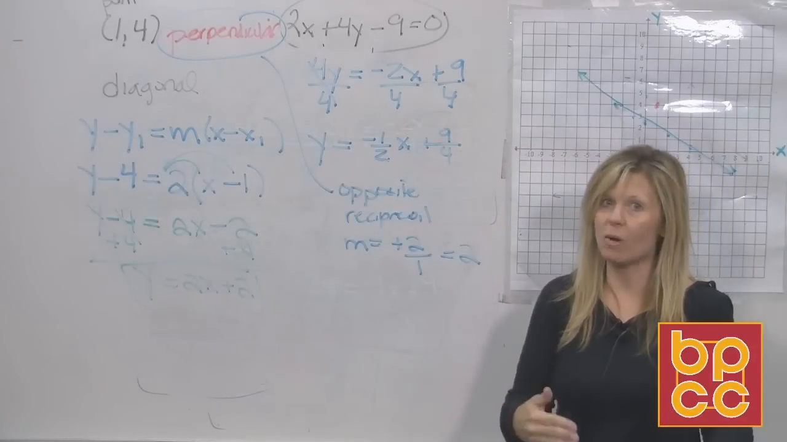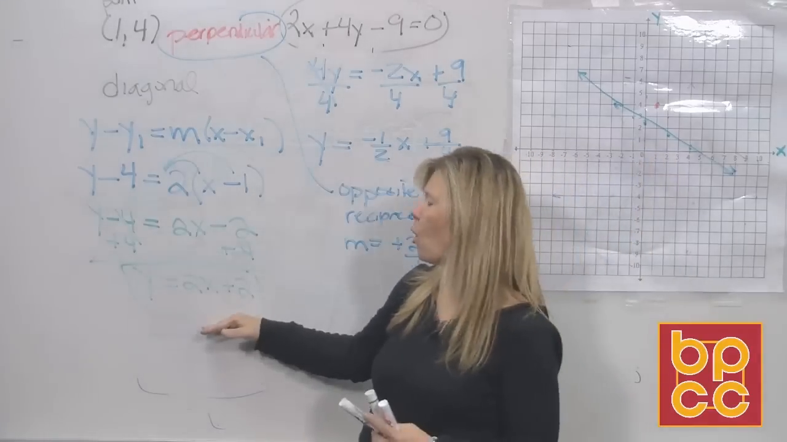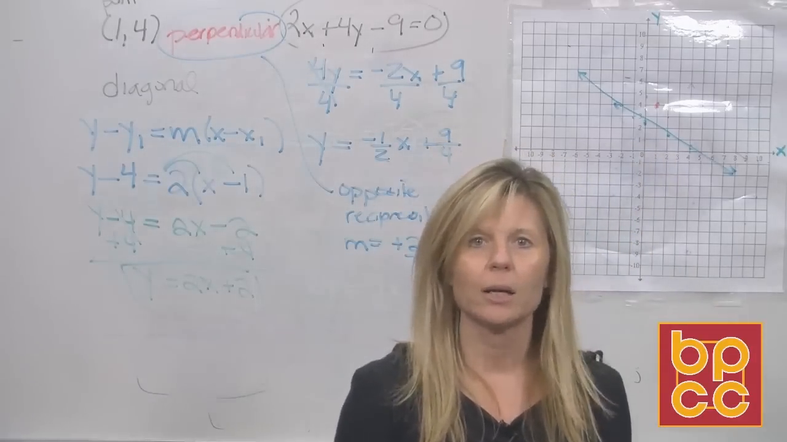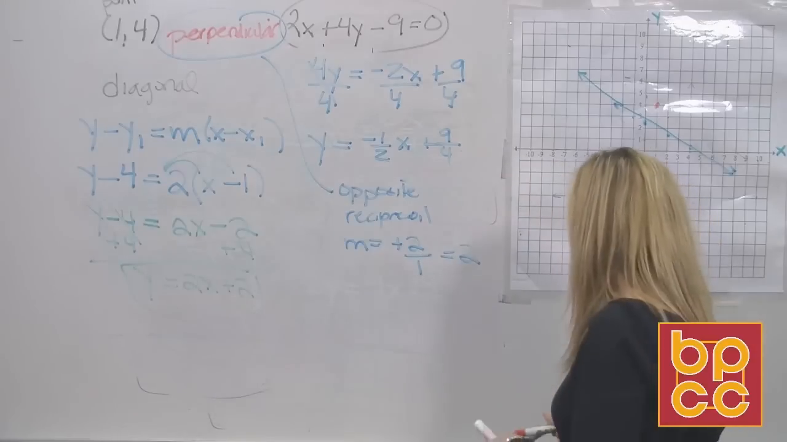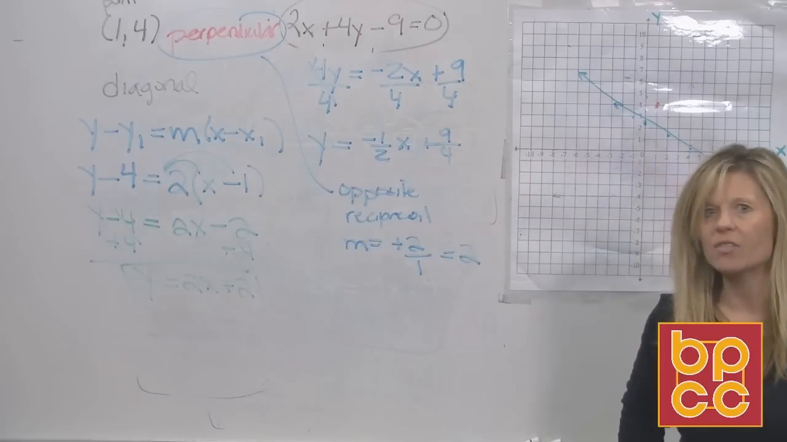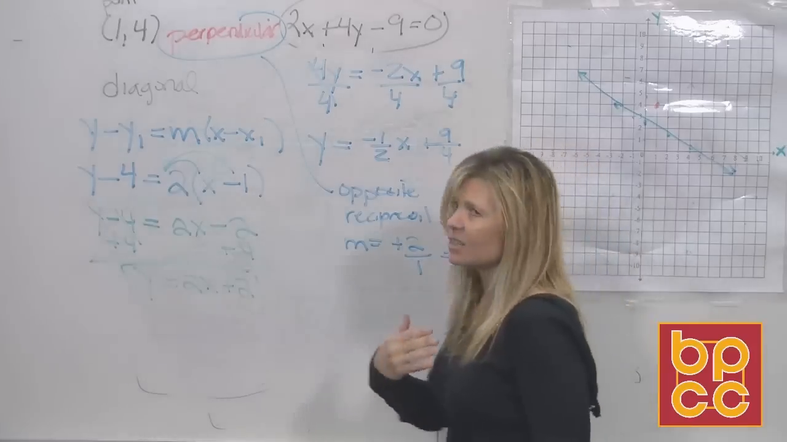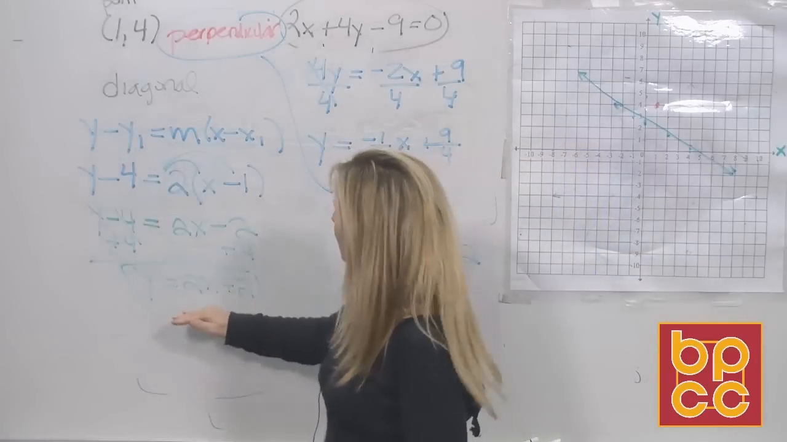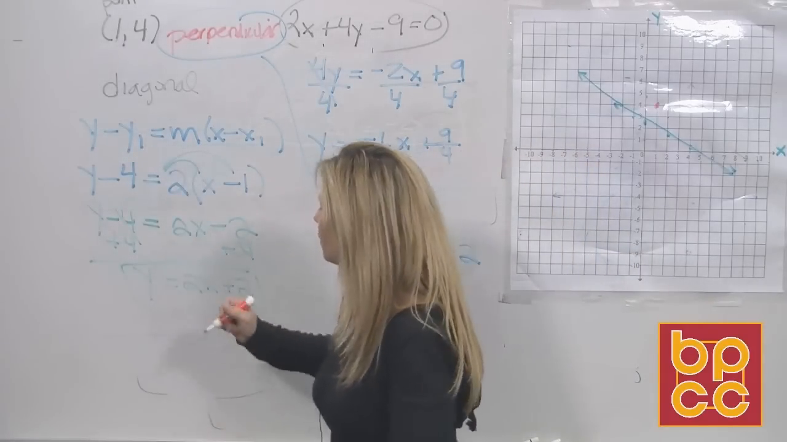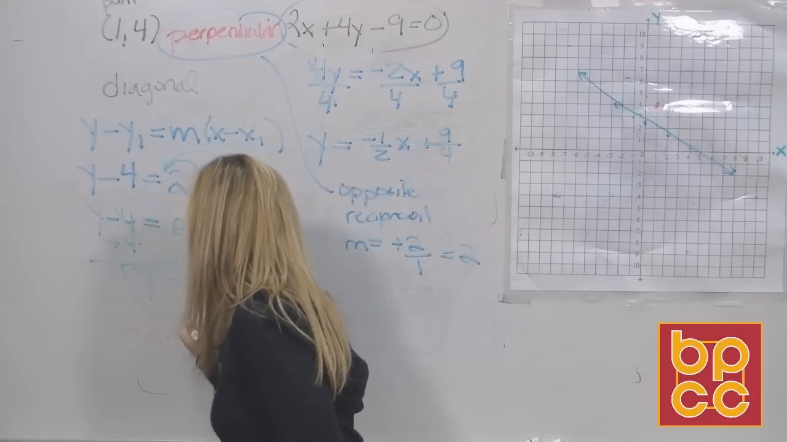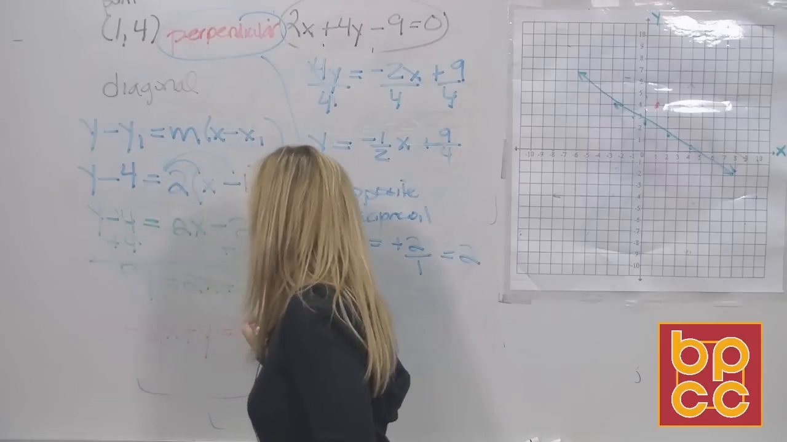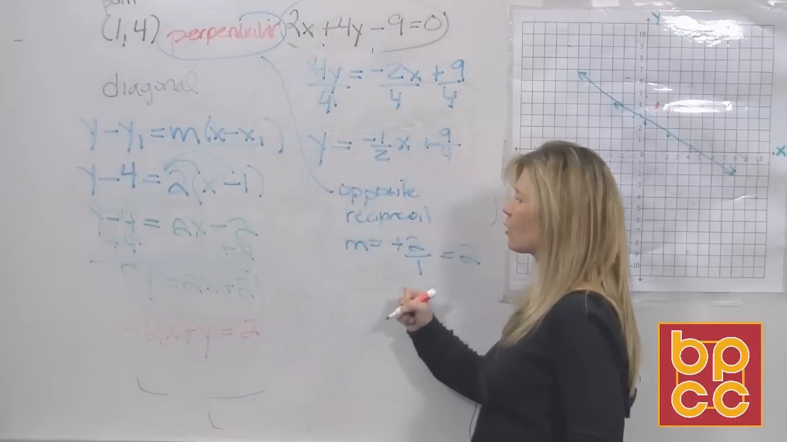Again, read your directions. Sometimes they just want it in slope-intercept form and you're done. But what happens if the direction said put it in standard form? Standard form means to get the x and the y on the same side. I like to move my x to the left. So if I move my x to the left, you all agree it's going to become negative. So this is negative 2x plus y equals 2. That would be in standard form.